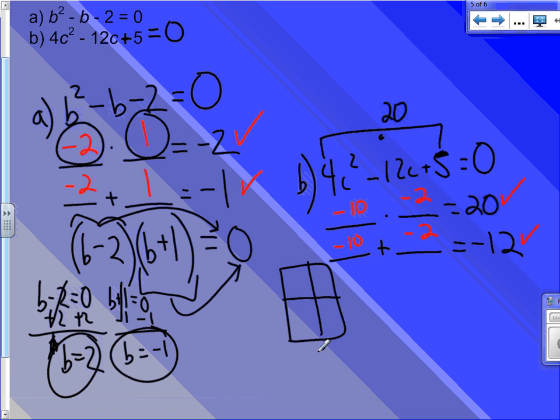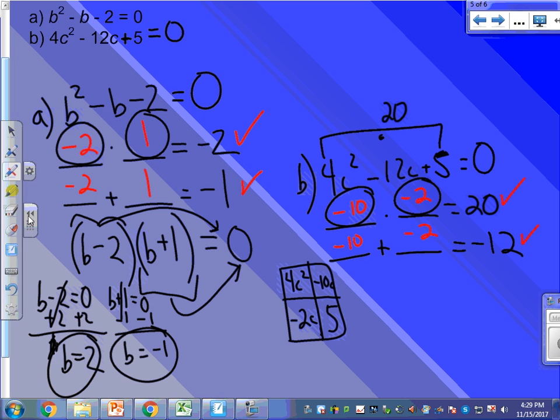I am going to speed up a bit. First box, first piece, 4c squared. Last box, last piece, the last piece on the left side is 5. And then in these two spots, we drop down the numbers that we found to make the magic happen. -10, -2, and then to each of these numbers, I glue the variable to it, a c. I'm not going to do the t charts this time for these 4 numbers, but if you need to, you can pause the video, quickly do your t charts, and then factor out the GCFs and see if you get the same as me.